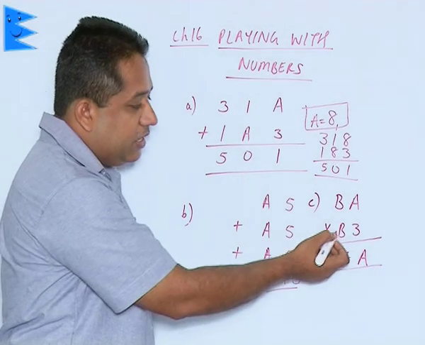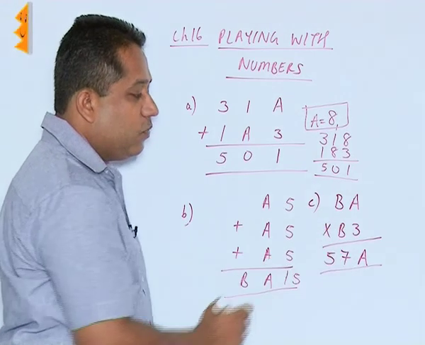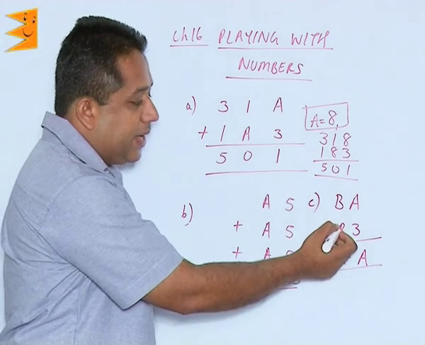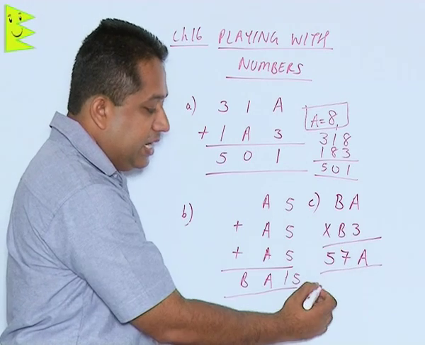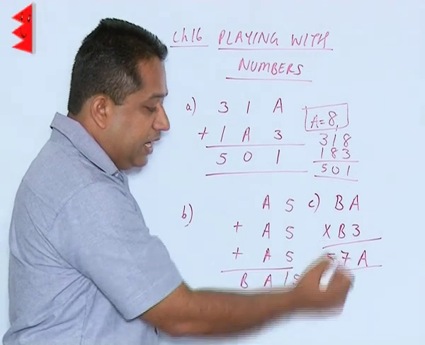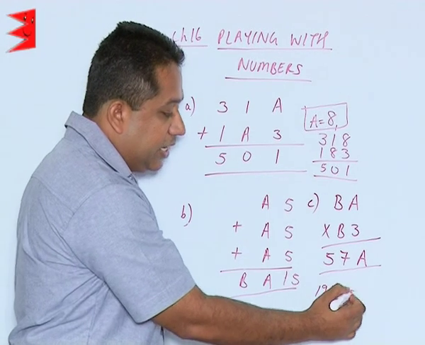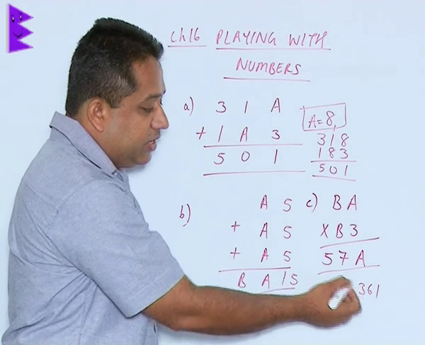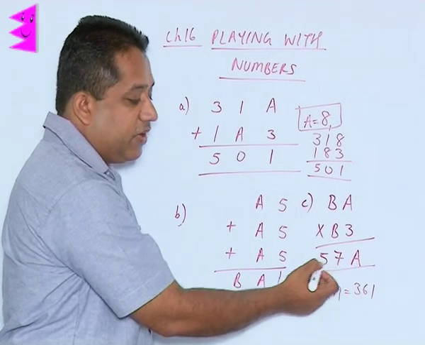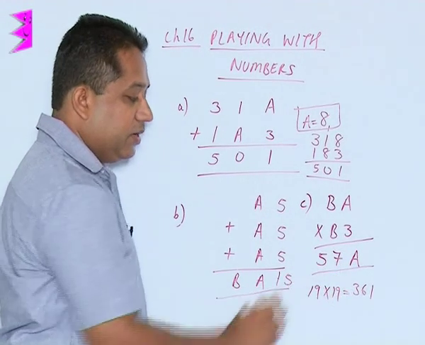Now, if I take the value of B, let us say 1, the maximum value with 1 in a 2 digit number is 19. If I take 19 into 19, that is coming only 361. So, 361 is too short of 500 something. So, it cannot be 1.